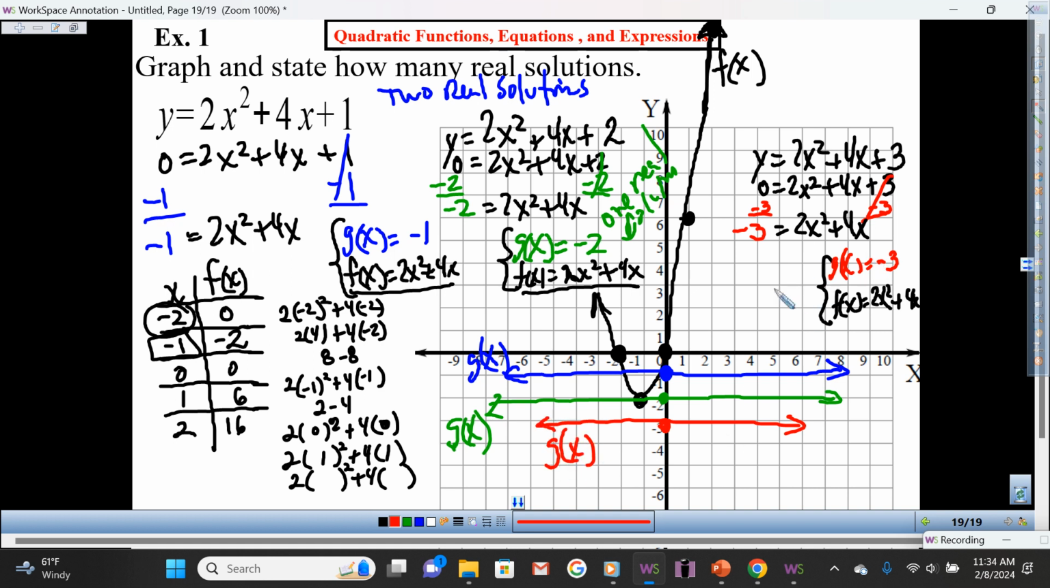So for this system right here, I'm going to write no real solutions. Tell your neighbor why. Why no real solutions for that system? Because it doesn't intersect f of x or g of x.